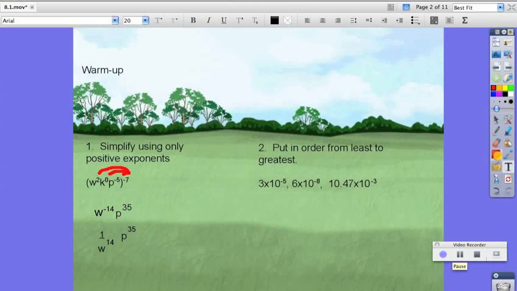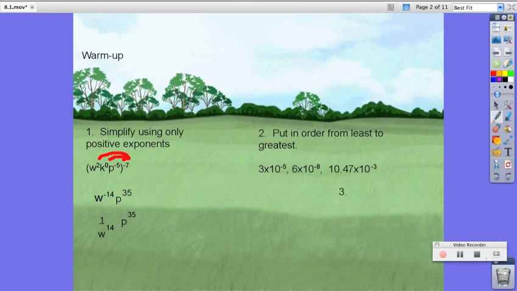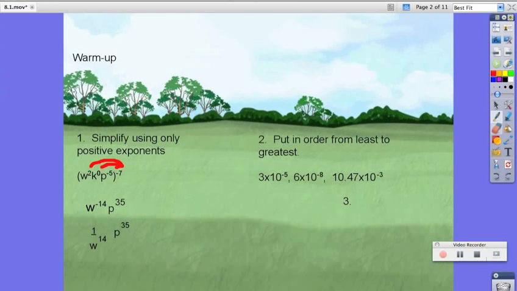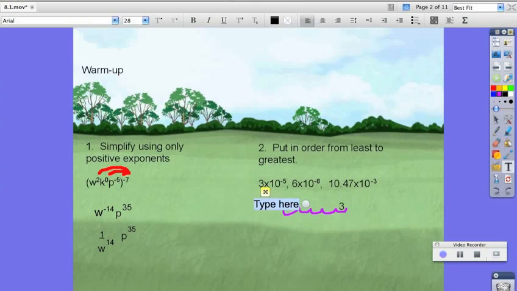And then for number 2, put in order from least to greatest. For the first one, 3 times 10 to the -5, we're going to write 3, and the decimal dot is behind the number 3 right now. So we're going to move it to the right 5 times because -5. When it's a negative, we always move to the right, and when it's a positive, we move to the left. 1, 2, 3, 4, 5. That's where our decimal dot is going to be. And then we'll fill all of these spots with 0. So 0.00003 is the answer for the first number.